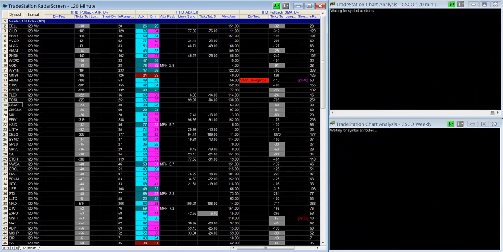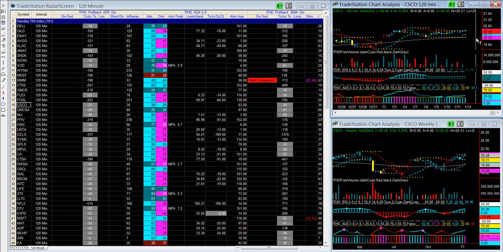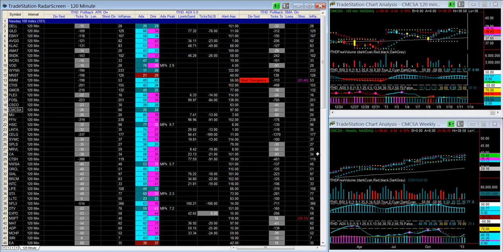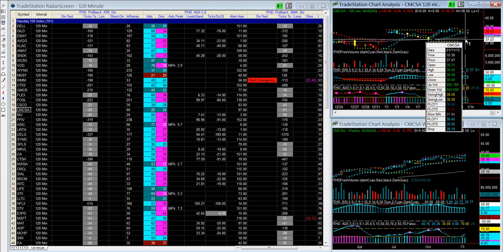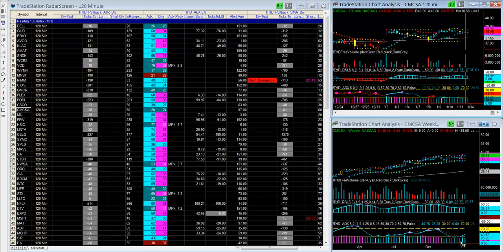The next one is Cisco. Again, I would want this to be closer to the ADX, and only then would I enter that one. CMCSA. Now this one actually was at the ATR on Friday. So this is the one I would be interested in. You do have a blue ADX down here. You've had diverging volume on the seller side. So this is one that's probably going to pop back up.